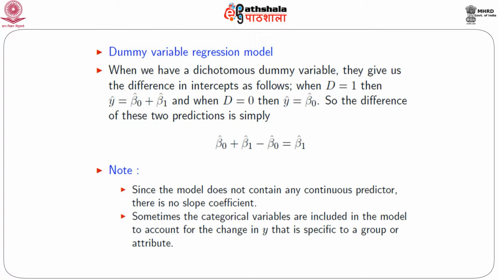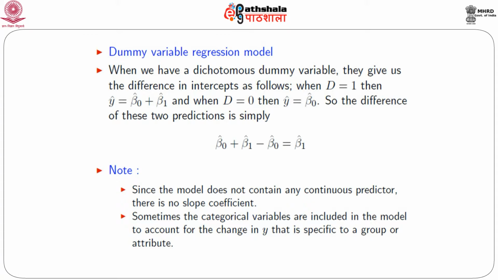So, when we have a dichotomous dummy variable, it gives us the difference in intercepts. When d equals 1, we had seen y_i hat equals beta naught hat plus beta 1 hat, and in case of d equals 0, y hat equals beta naught hat. So, the difference of these two predictions simply gives us beta 1 hat, without the presence of any predictor variable.